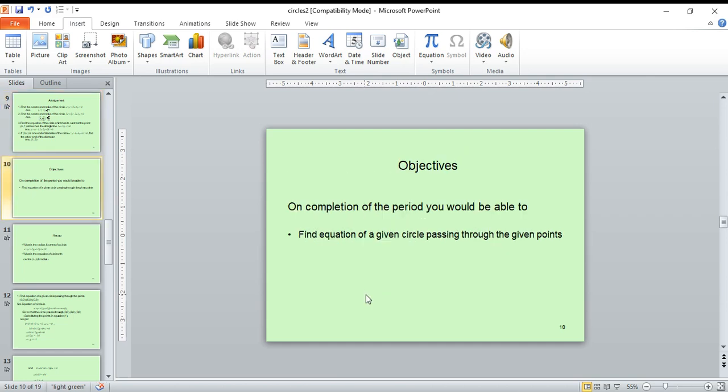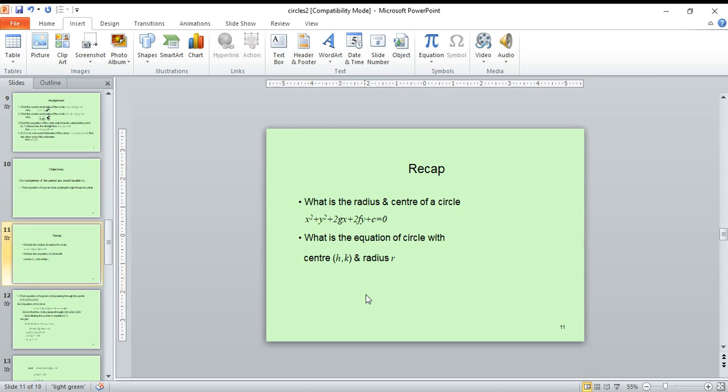Objectives: on completion of this period, you will be able to find the equation of a given circle passing through a point. Recap: what is the radius and center of the circle x square plus y square plus 2gx plus 2fy plus c equal to 0? What is the equation of the circle with center (h, k) and radius r?